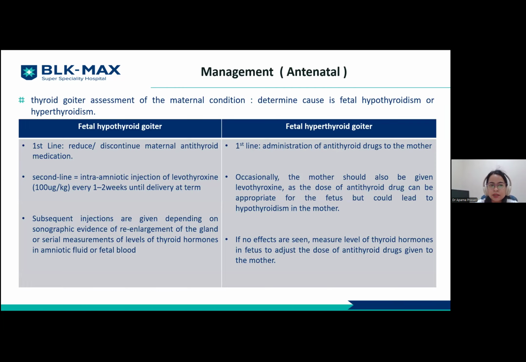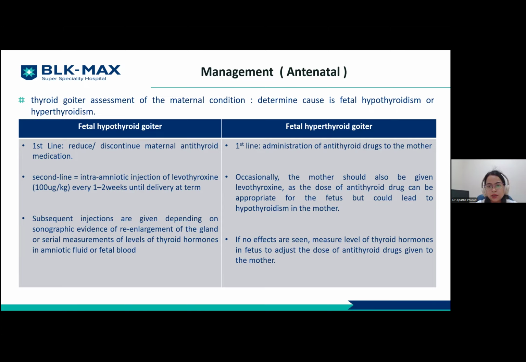So the antenatal management is divided into two parts, fetal hypothyroid goiter and fetal hyperthyroid goiter. In fetal hypothyroid goiter, generally we reduce or discontinue the maternal antithyroid medication. Secondly, we can give an intraamniotic injection of levothyroxine every 1 to 2 weeks until delivery. Subsequent injections depend upon the re-enlargement of the gland on further prenatal screenings.